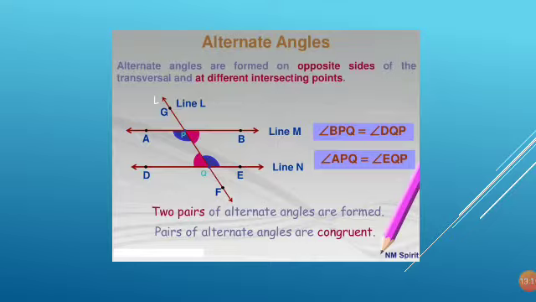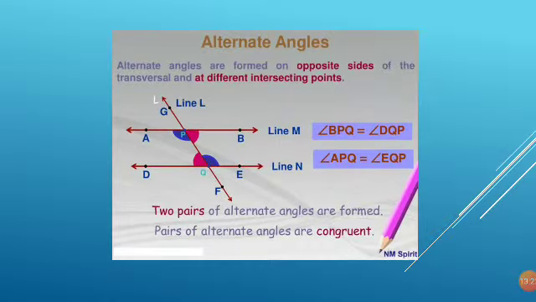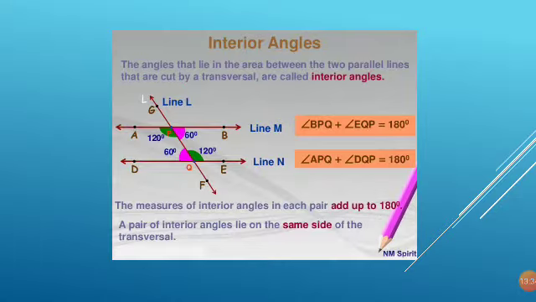Next one is BPQ and DQP. That is called alternate angles. Alternate angles means a Z-shaped angle. Corresponding angle means F-shaped angle. Alternate angles are Z-shaped. Corresponding angles are F-shaped angles.